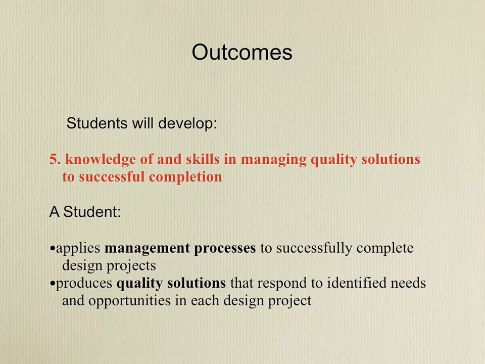Here we have Objective 5 and then the outcomes relating to Objective 5. In the syllabus, you will notice that these outcomes, for example, for this one, is listed as outcome 4.5.1. Now, that says Stage 4, Objective 5, which is here, and Outcome 1. Outcome 1 is applies management processes to successfully complete design projects.